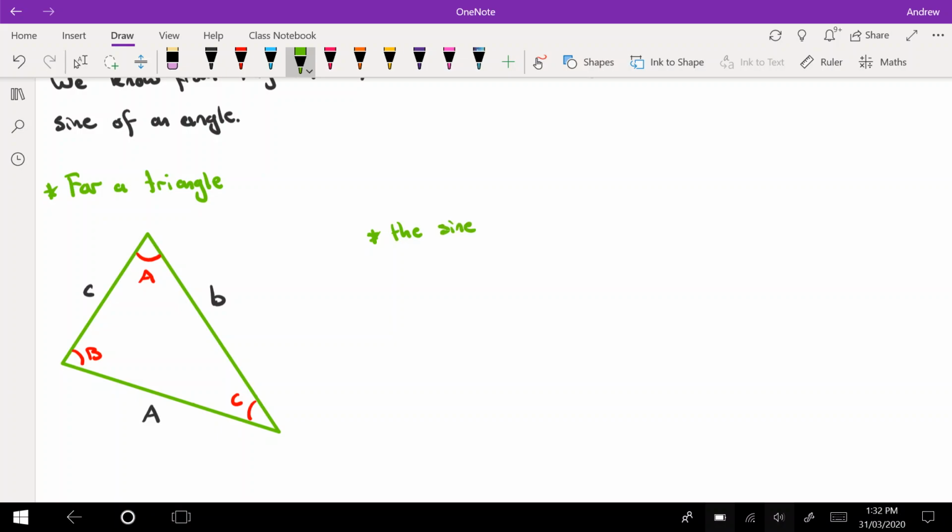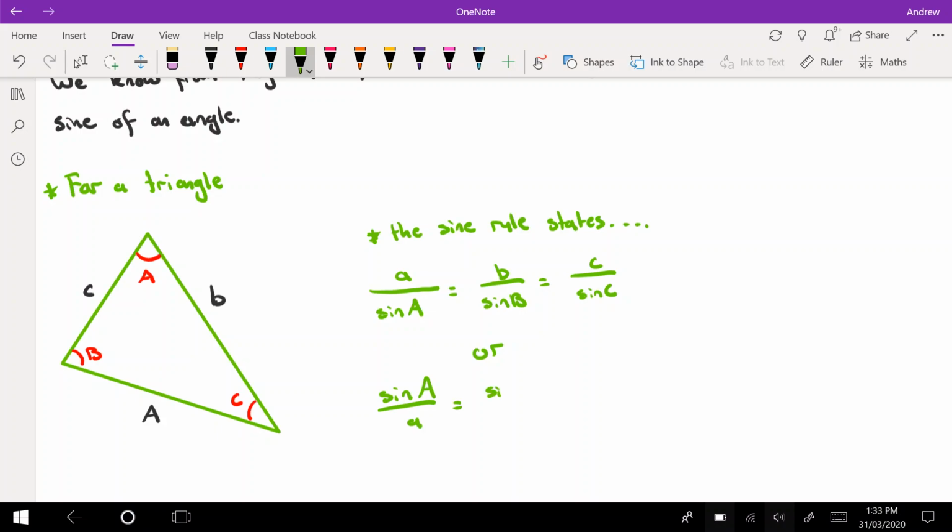The sine rule states, okay, now this is very important, a, lowercase a because it's the side, over sine A angle is equal to b over sine B, which equals c over sine C. Alright, a over sine A equals b over sine B, which equals c over sine C. That is true for all triangles. Now, or we can just flip it around. So sine A over a equals sine B over b, which equals sine C over c.